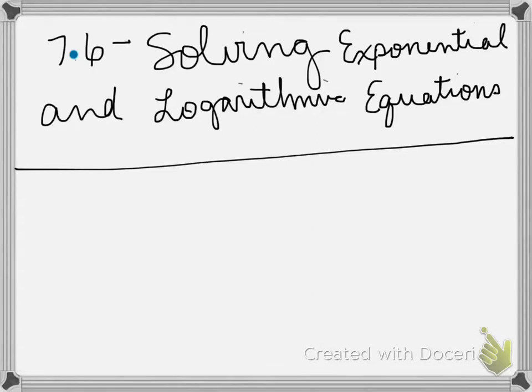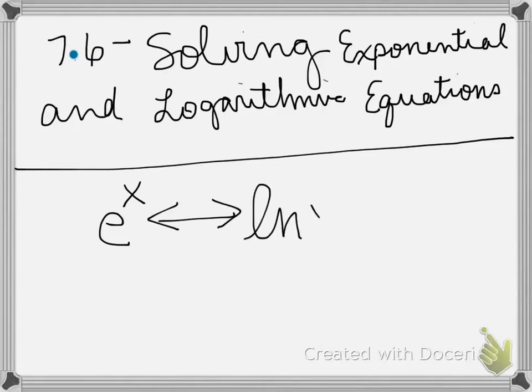So, the first thing you need to know is that e to the x is the inverse of ln x. So we're going to use e to the x to get rid of ln, and we're going to use ln to get rid of e to the x.